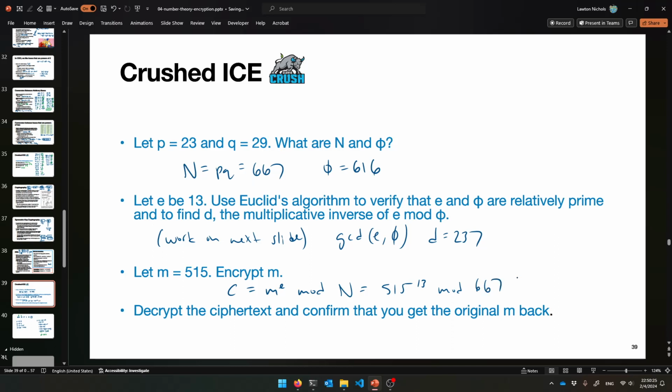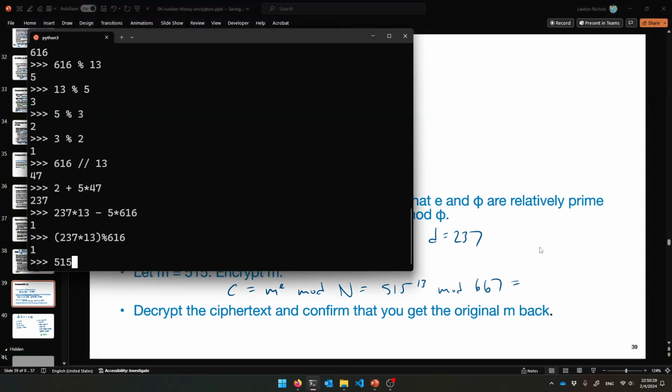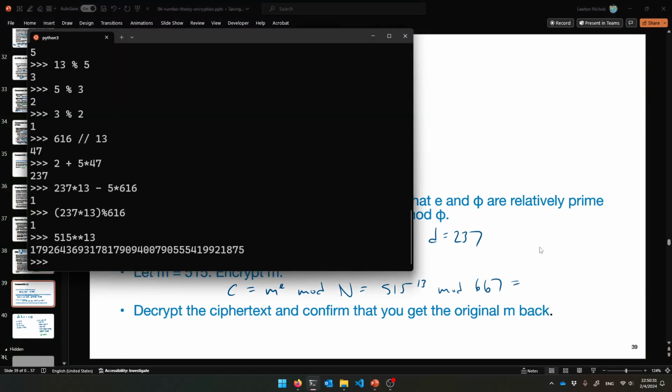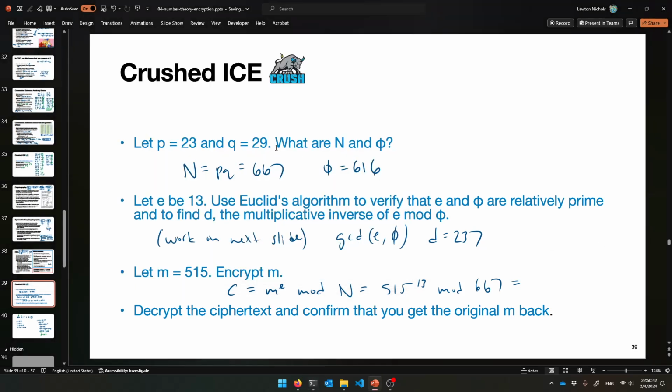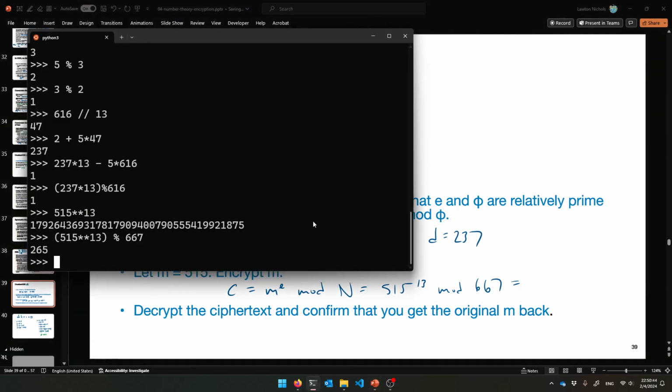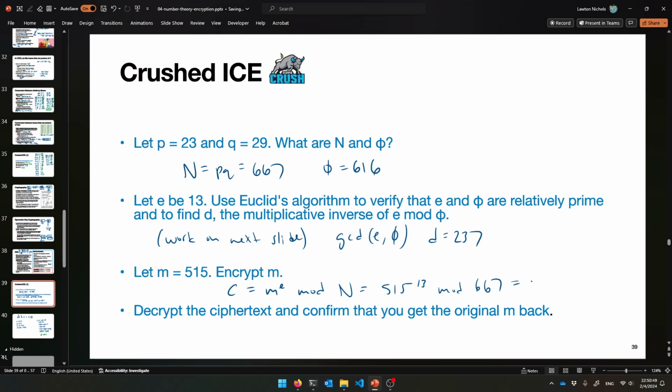So all this math is going to work out to make all this work for us. Okay, so 515 to the 13th power is that giant number. But then you take it mod 667. That gives you a more bite-sized number. These numbers are still huge when you use real large primes, but you get the idea. Easier to transmit this number across the internet. 265. That's the encrypted form of our original message. That is our ciphertext.